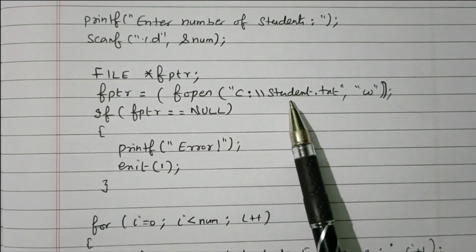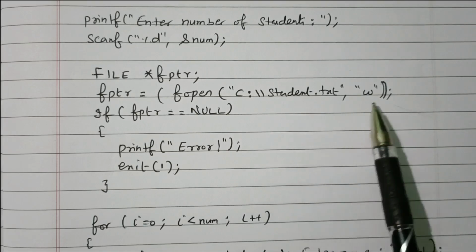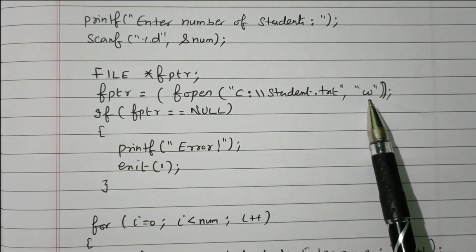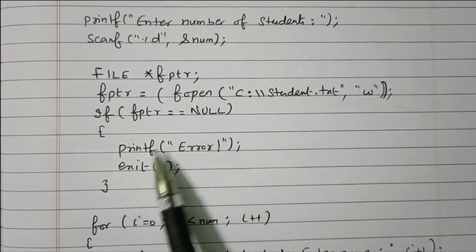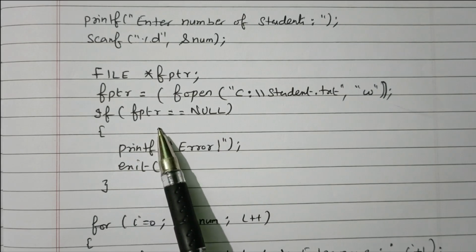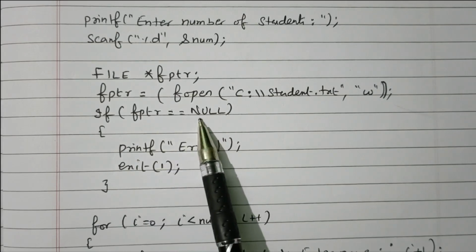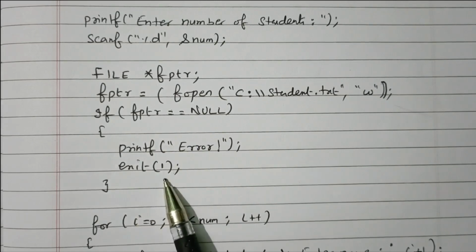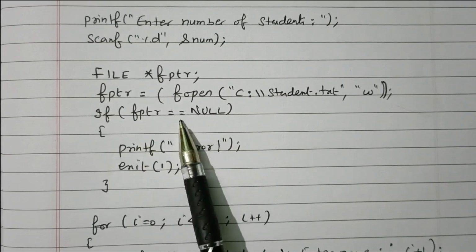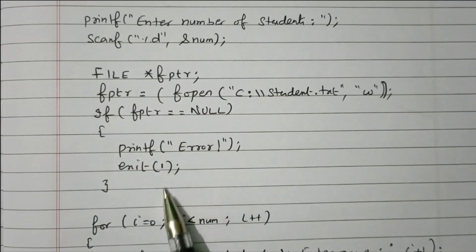It will be stored with the name student.txt. w means we are opening the file for writing purposes. If the file pointer is equal to NULL, we have to check whether any error is there. We check the NULL position and printf error and exit. If the file pointer is NULL, it is not possible to process further. Otherwise we can proceed.